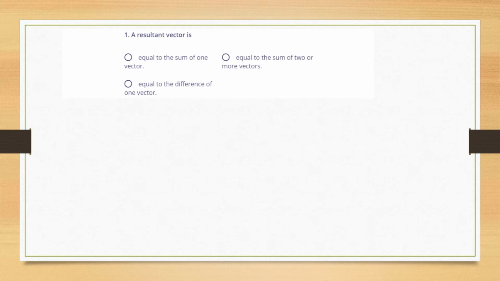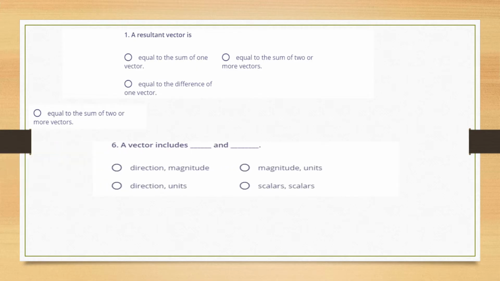A resultant vector is equal to: the sum of two or more vectors, or the difference of one vector. The answer is the sum of two or more vectors.